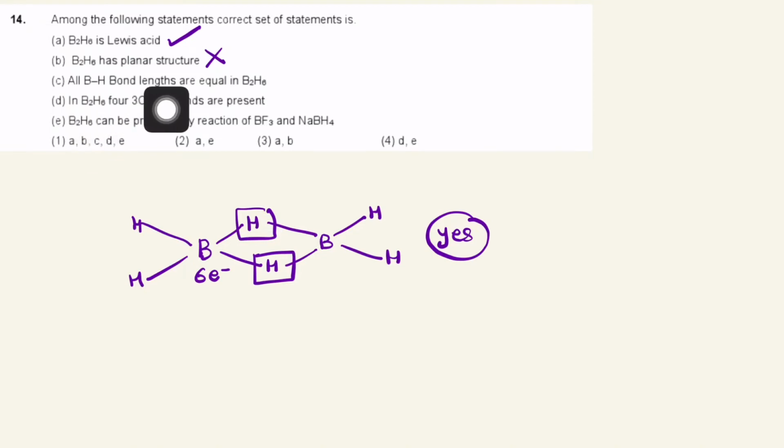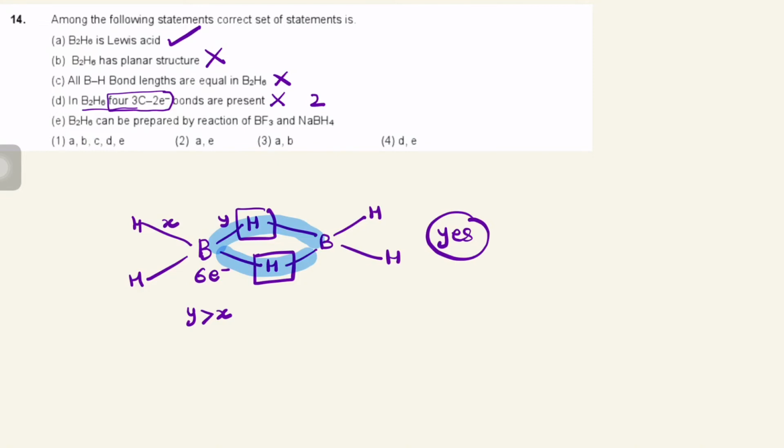All the B-H bond lengths are equal in B2H6. No. Suppose this is X and this is Y. Y is greater than X. The terminal bond is shorter in length. Now, in B2H6, 3 center 2 electron bonds are present. That is also wrong. It has only 2. This is one bond, that is a 3 center 2 electron bond, and this is another bond, that is an electron deficient bond. So 2 bonds are present, so this is also wrong.